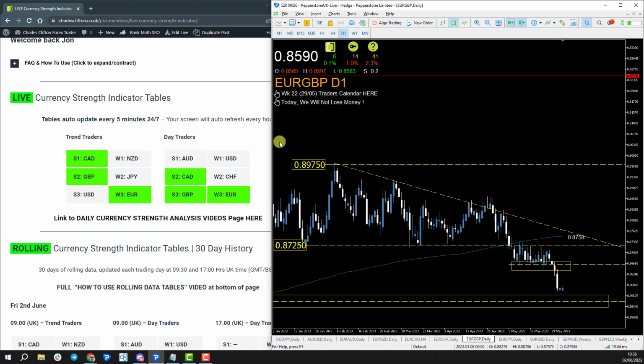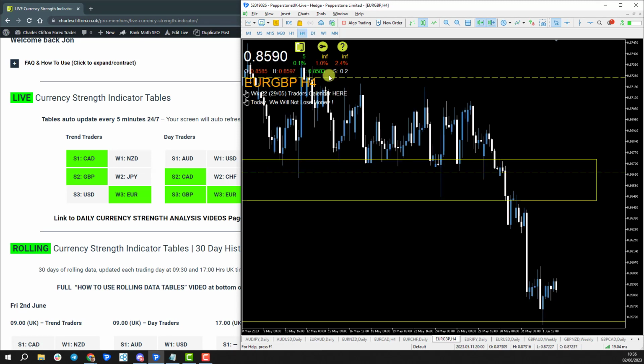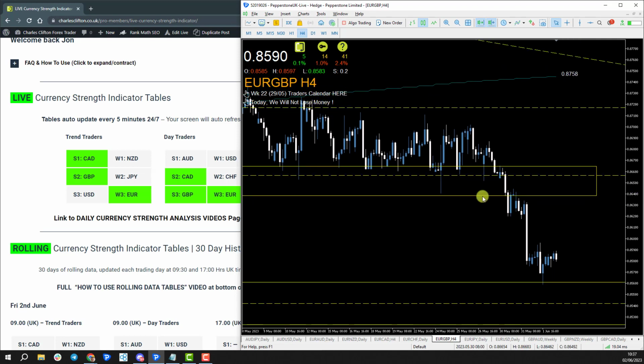I've got Euro Pound in front of me at the moment, and we were talking about looking for short opportunities outside of this consolidation pattern. And in fact, if price broke to the downside here, we were looking for those developments to trade lower. So I'm going to show you what happened there. So if we go to our 4-hour time frame, we had that secondary close.